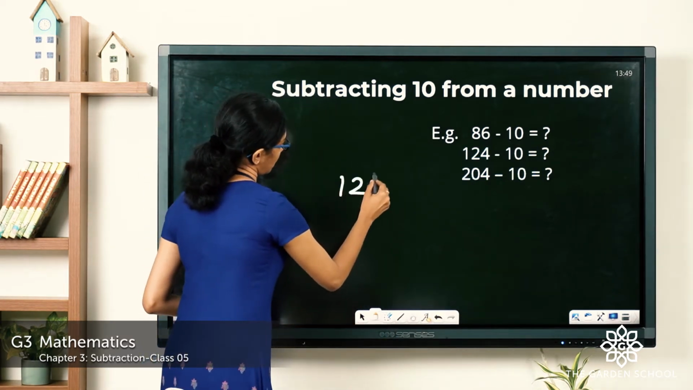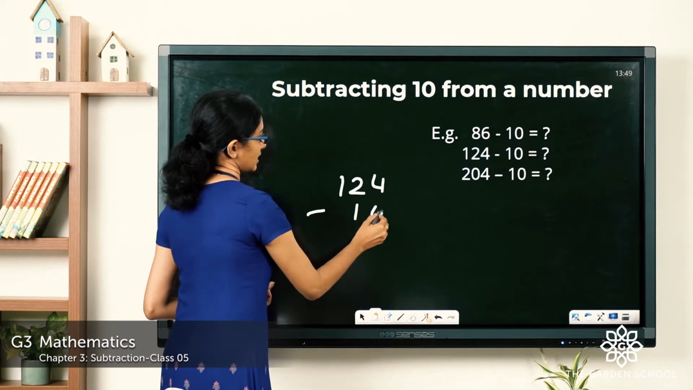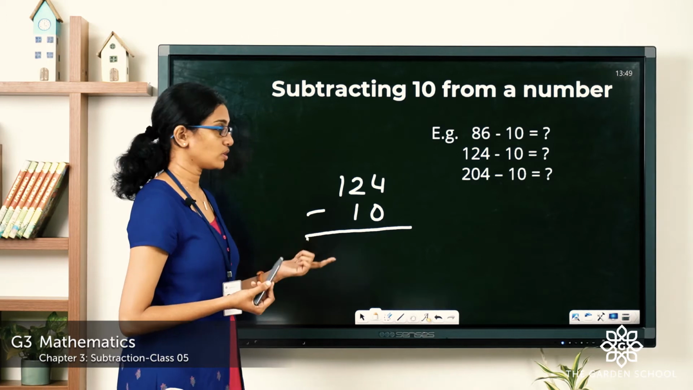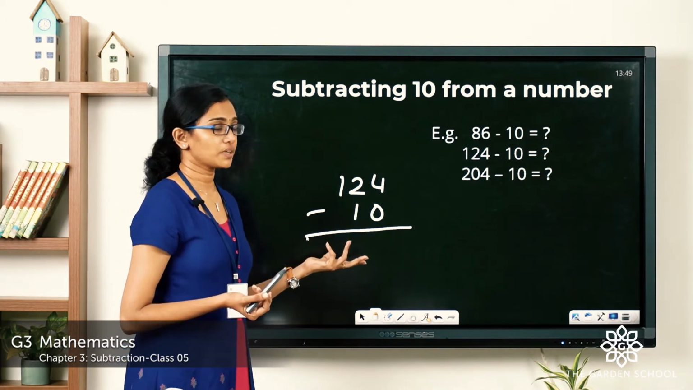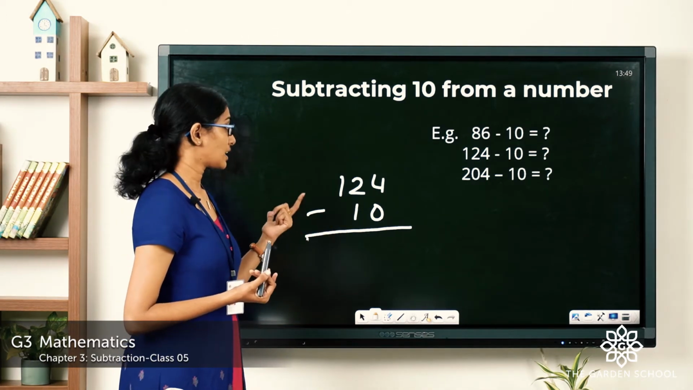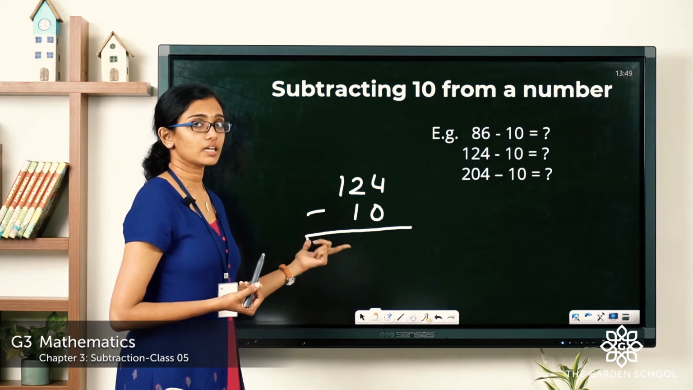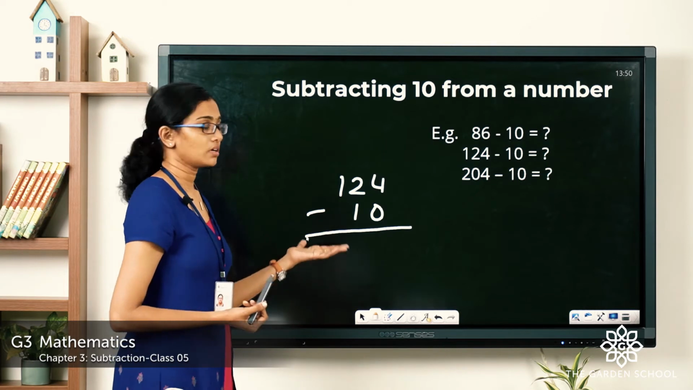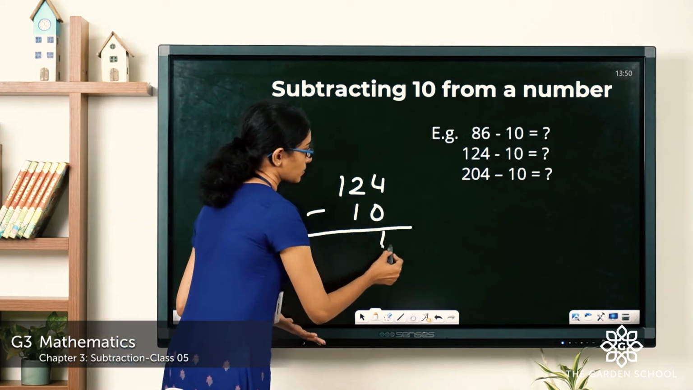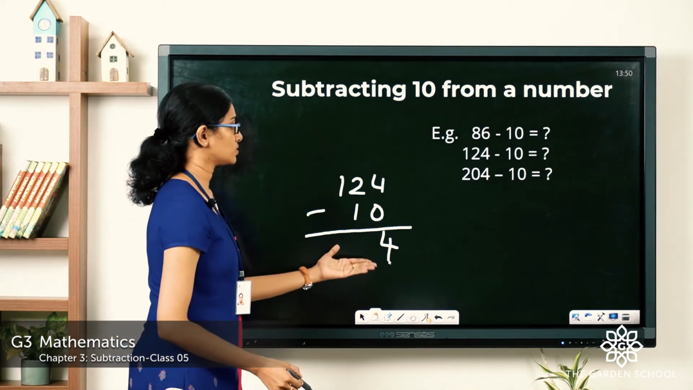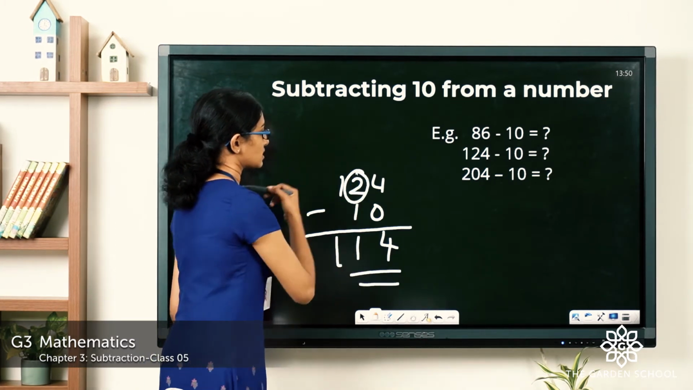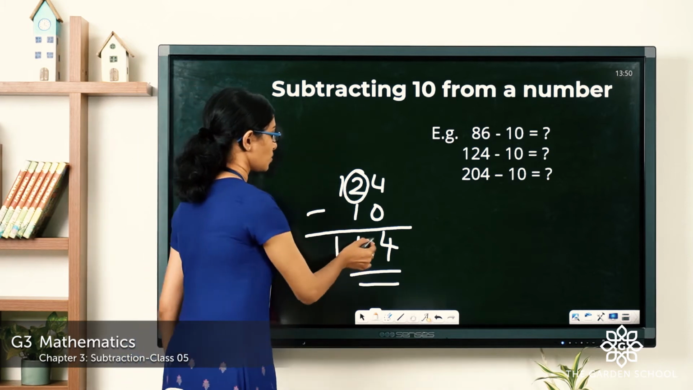124 minus 10. Here, from the previous example, we know the digit in the ones place or any other digits won't change. Only the digit in the tens place will change when you subtract 10 from the number. So let's follow that rule and write the answer. So 114, and see here the tens digit is 2, it is changed to 1.